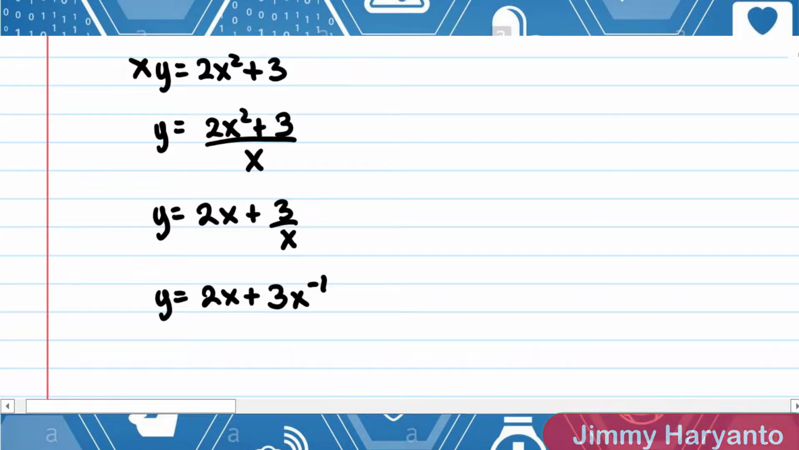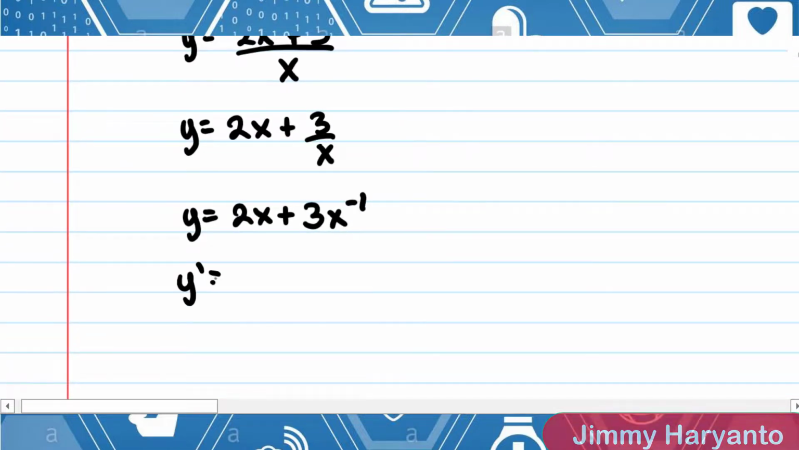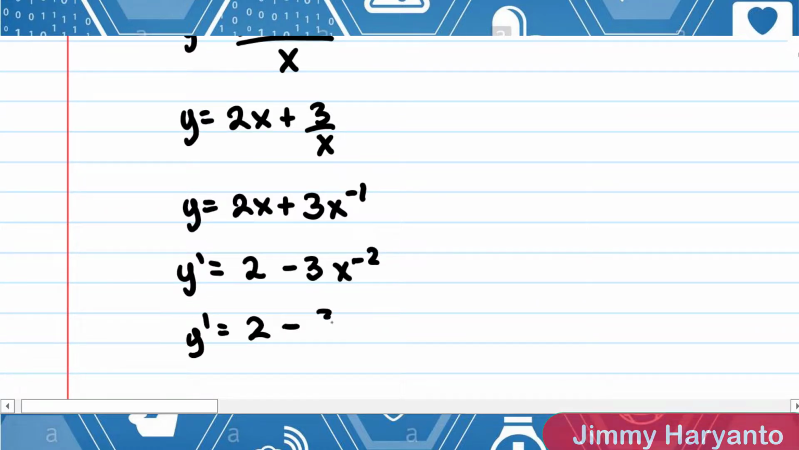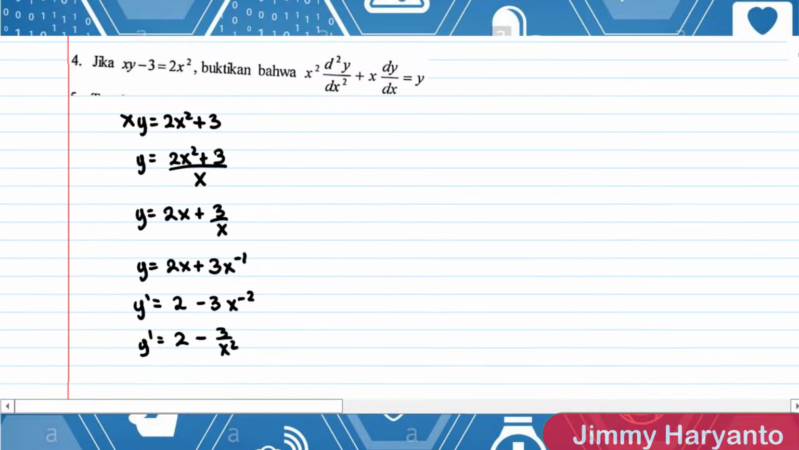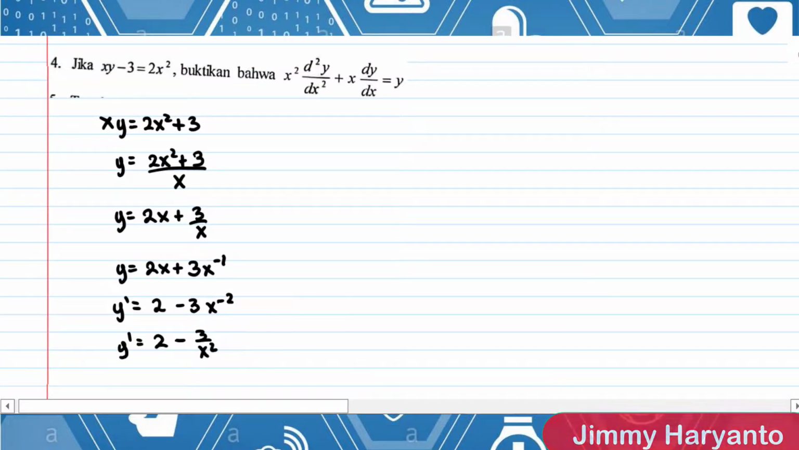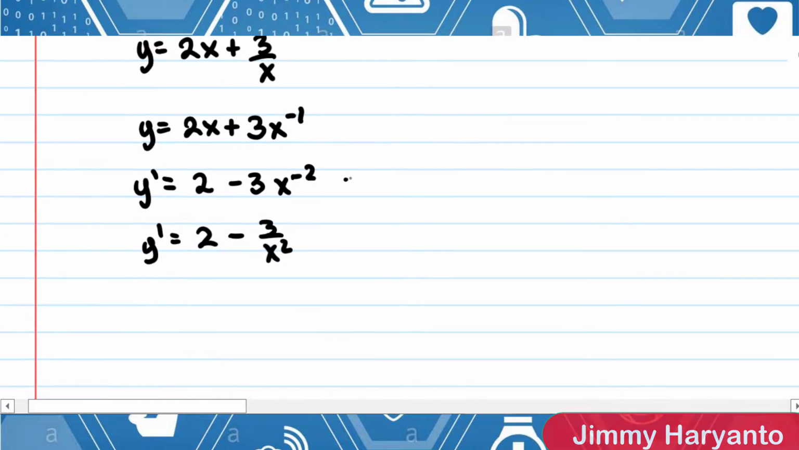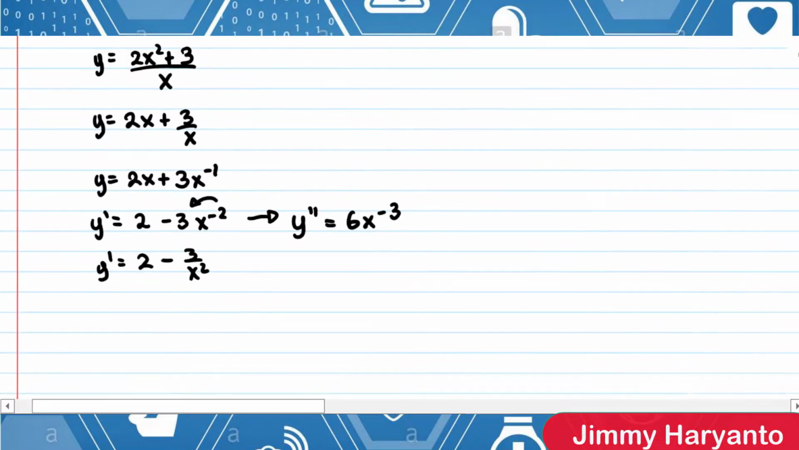Move the x to the top, and then after this we can find the differentiation. The differentiation will be 2 and then negative 3x to the power of negative 2. Y accent equals 2 minus 3 over x squared. So this is the y accent. And the question also wants you to find d squared y over dx squared. That means you have to find the second derivative. So you will have y double accent equals the differentiation of 2 which is 0, and then negative 3 times negative 2 equals 6x to the power of negative 3. I will leave it like that.